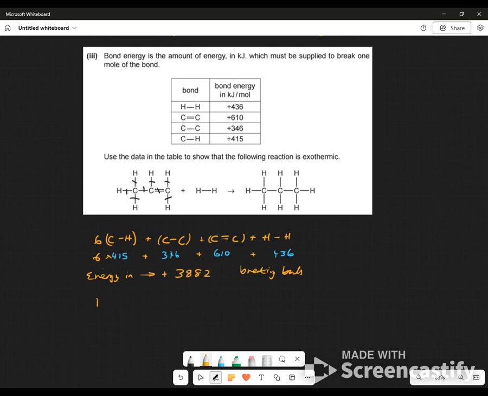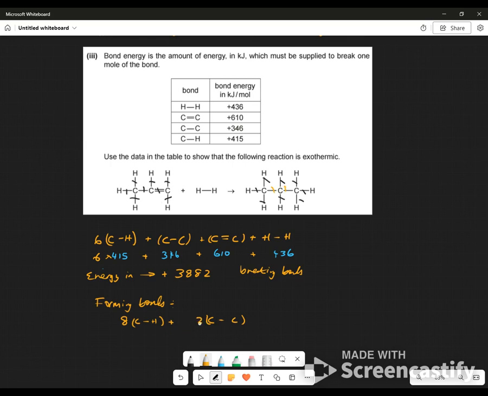Let's form the bonds. Forming bonds. Okay, now I've got C-Hs there, C-H, and I've got C-Cs. That's all I've got. C-Hs and C-Cs. How many C-Hs are there? 1, 2, 3, 4, 5, 6, 7, 8. There's 8 of these. How many C-Cs are there? There's 1, 2.